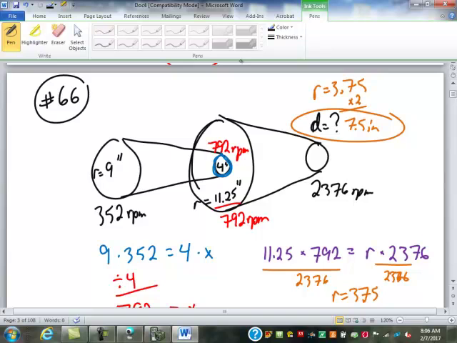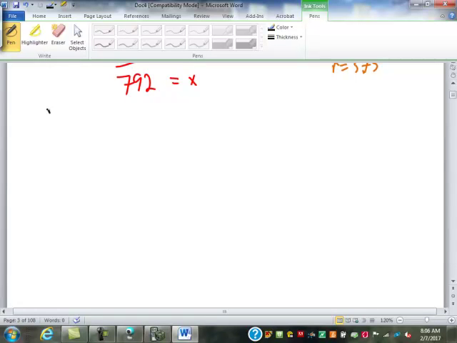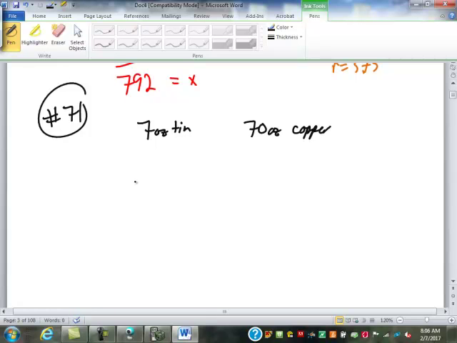Number 71. We have an alloy. In this alloy, there are 7 ounces of tin, 70 ounces of copper. We want the ratio of copper to tin. 70 to 7 or 10 to 1. That would be the tin to copper. Copper to tin would be 10 to 1.